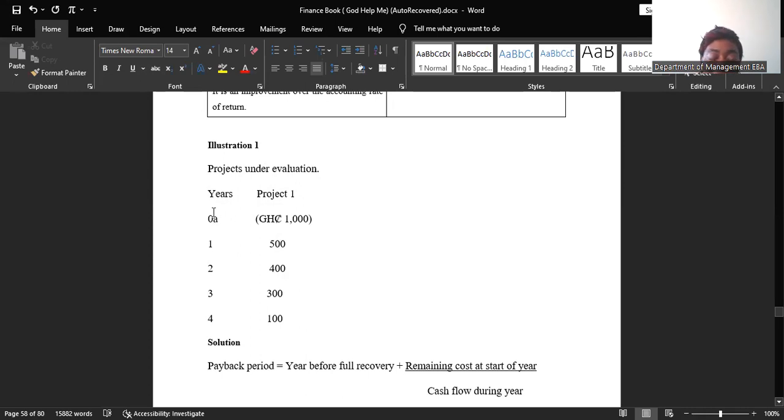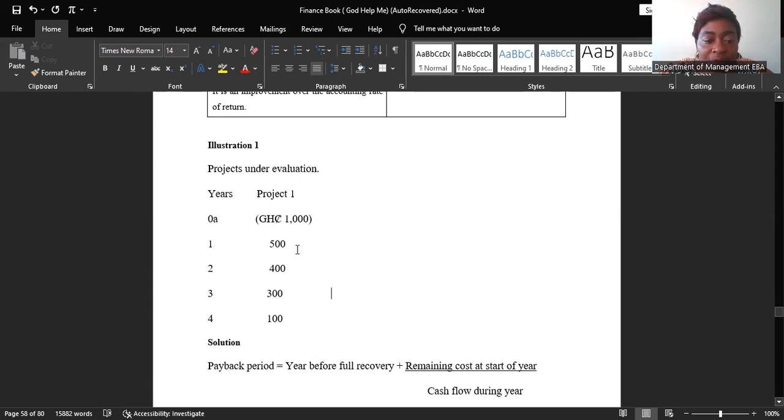And when you see year zero, it's talking about the amount invested. Year one, the cash flows are coming in after the investment took place. We have 500, 400 for the second year, 300 for the third year, and 100 for the fourth year. Now, the purpose of payback period is to know how many years it will take us to recover the amount we invested. So we want to determine the years it will take us to recover this 1,000 Ghana cedis.